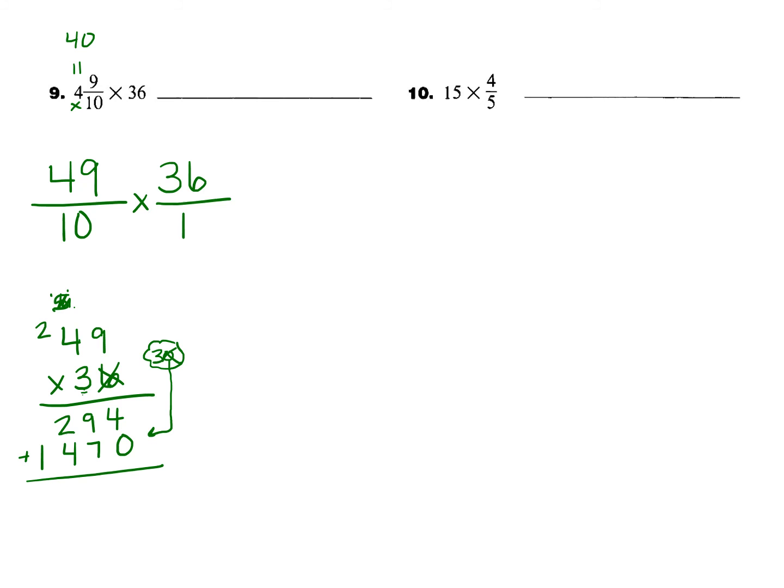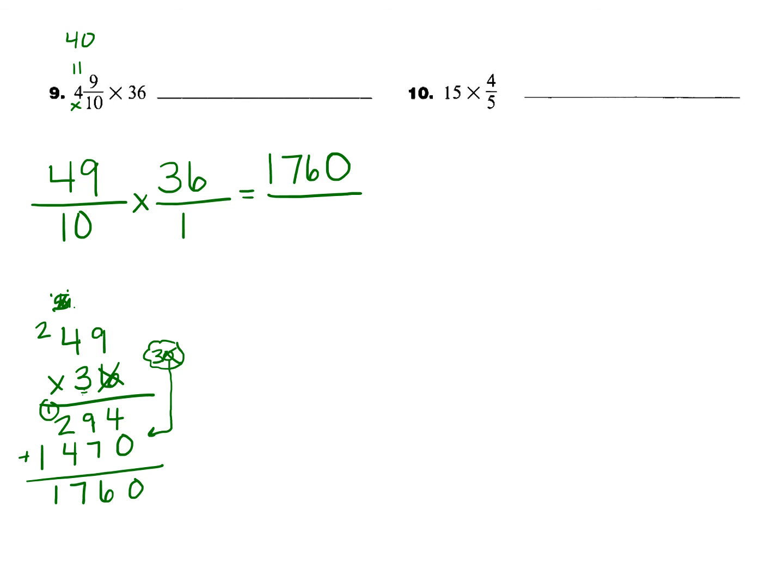Add. 4 plus 0 is 0. 9 plus 7 is 16, carry the 1. 4 plus 2 is 6, plus 1 is 7. And then I have 1 plus nothing is 1. So I have, as my numerator, 1,760.